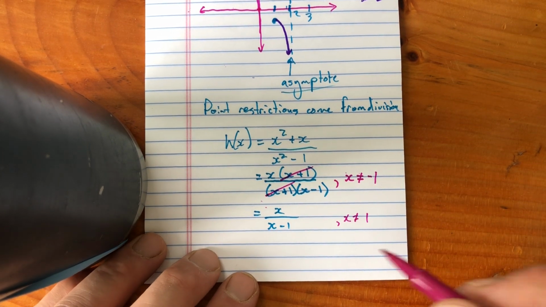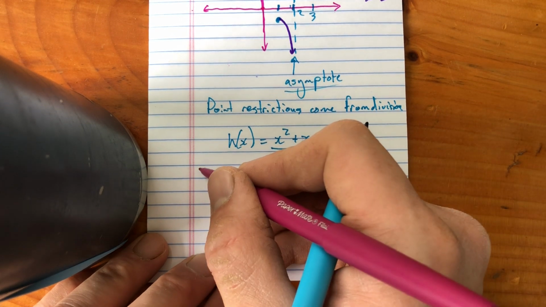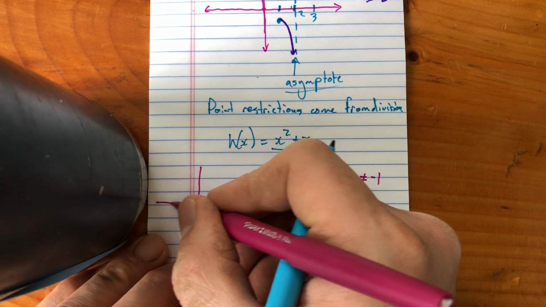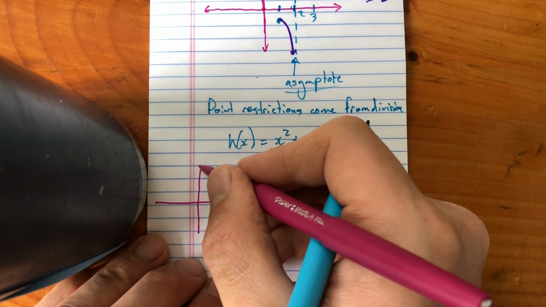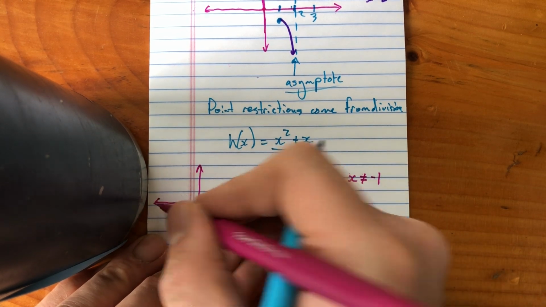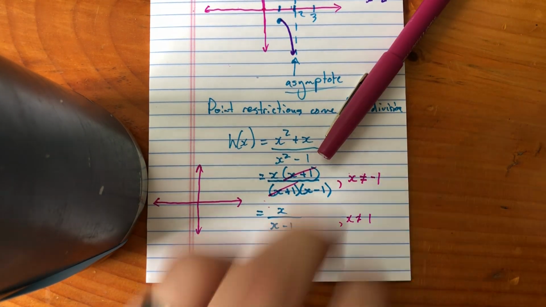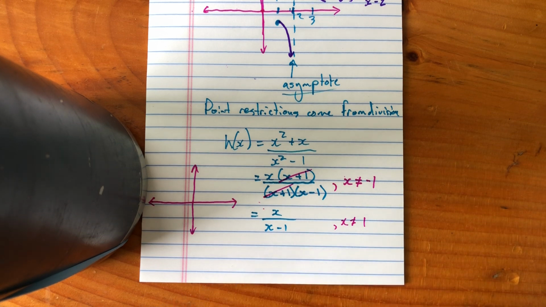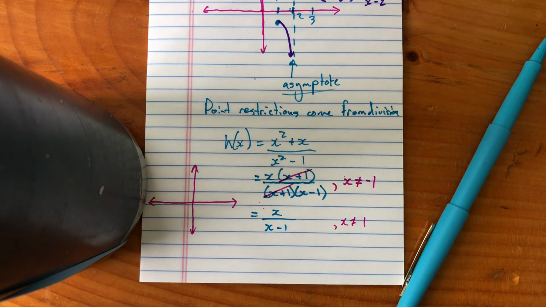So let's take a look at what a quick sketch of this might look like. Now you could graph this on your graphing calculators. Oh, what the heck? I've got my graphing calculator. Why don't I just do that right now?